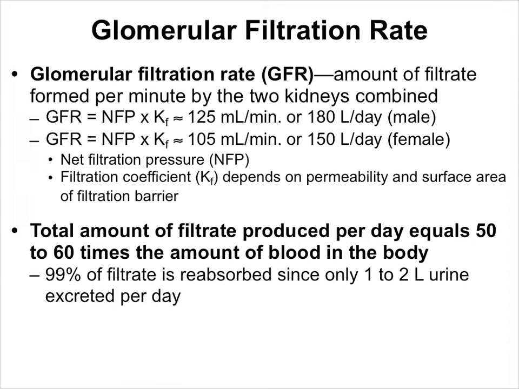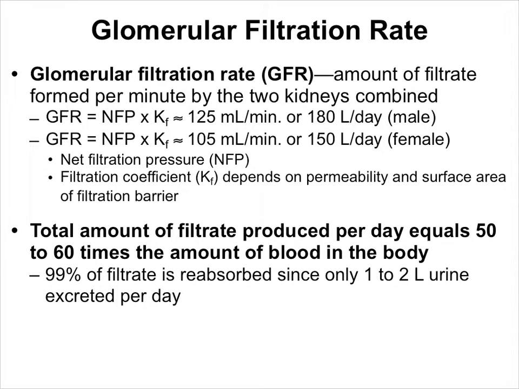Those Starling forces will determine the amount of pressure that's forcing blood out of your glomerulus. As long as it's positive, you will have a glomerular filtration rate, which is the amount of filtrate that you're forming per minute in both your kidneys.